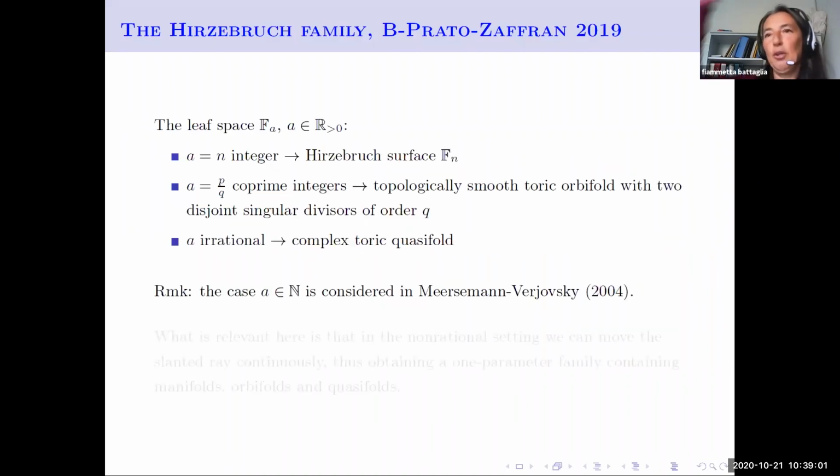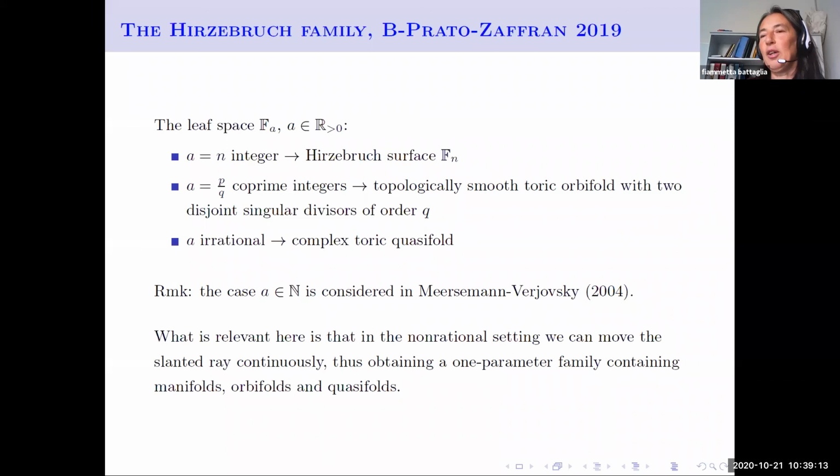This was worked out also already in Meersseman and Verjovsky for Hirzebruch surfaces. And as Elisa pointed out, the relevant thing here is the possibility to move the slanted ray continuously in this non-rational setting. And we obtain a one parameter family that contains manifolds, orbifolds, and quasifolds.